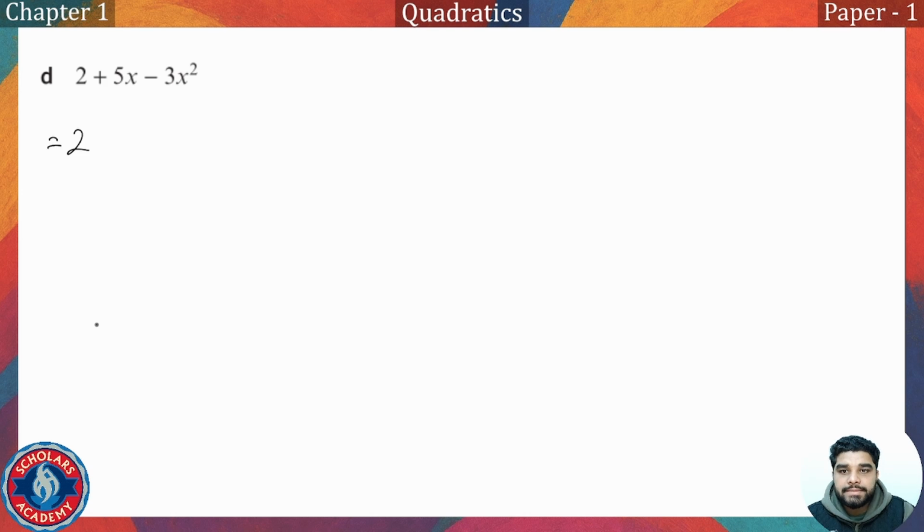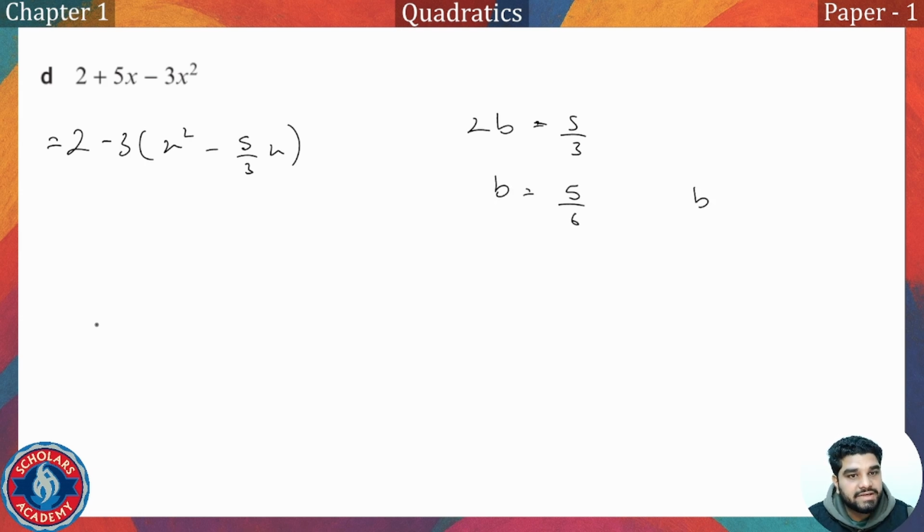Two as it is. We'll take negative 3 common over here. We get x square minus 5 by 3x. Now the b term is getting a bit complex. So 2b is 5 by 3. It means b is equal to 5 by 6. It means b square is equal to 25 by 36.